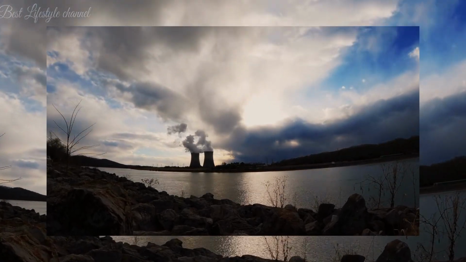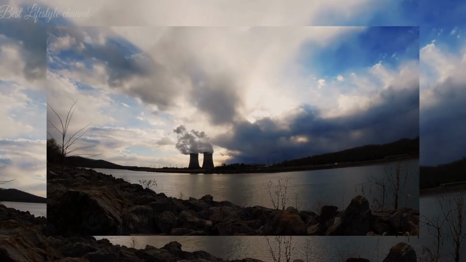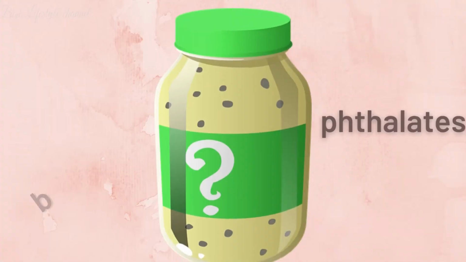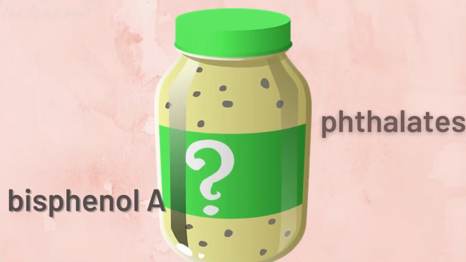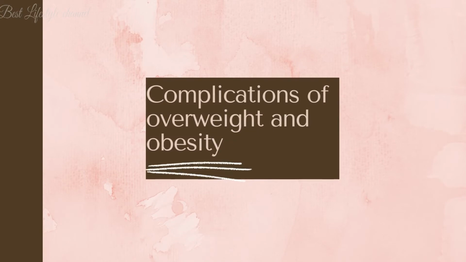Contamination caused by chemical pollutants and chemical compounds that we deal with daily can interfere with body weight control. Also, substances such as those found on food labels, such as phthalates and bisphenol A, cause an increase in weight. Complications of overweight and obesity.